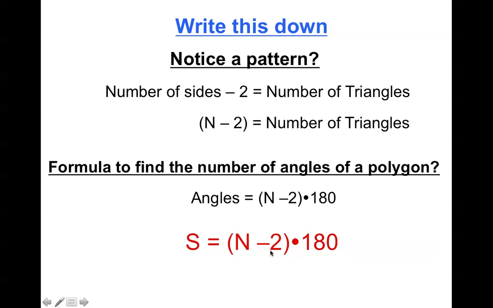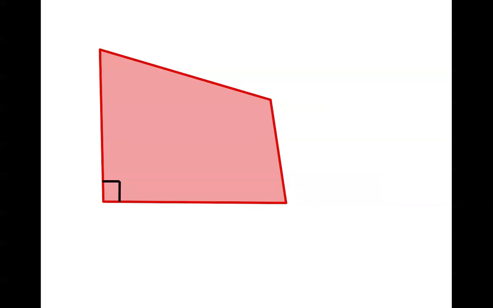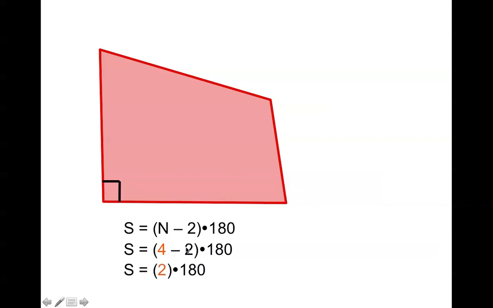So how are we going to use it? Well, I want to find out how many angles are in this polygon. There are 4 sides. 1, 2, 3, 4. 4 minus 2 is 2. 2 times 180 is 360. So the angles in this polygon add up to 360.